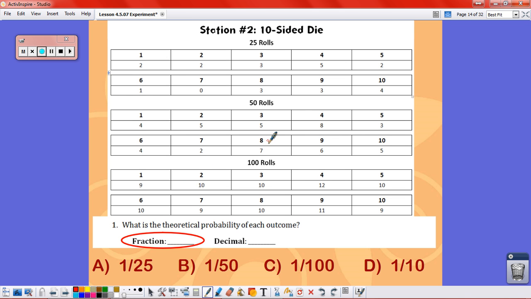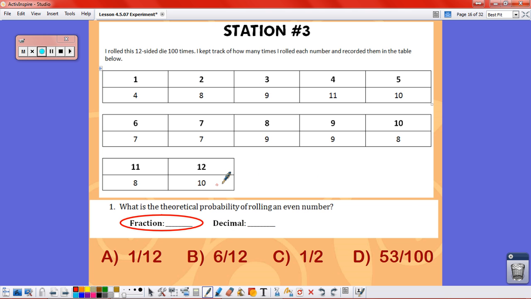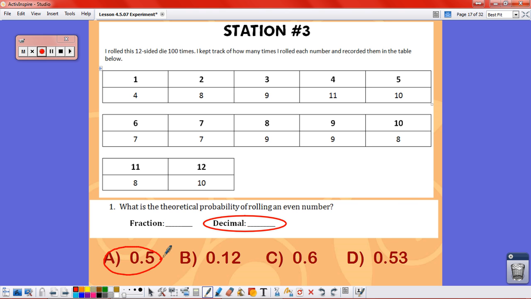I'm going to skip past these. At least I'm not going to explain them, I'll just give you the answer. So, theoretical probability of each outcome, 1/10. As a decimal, 1/10 is the same as 10/100. Theoretical probability of rolling an even number on a 12-sided die is 1/2, or 6 out of 12, those are the same thing. As a decimal, that's 5/10.